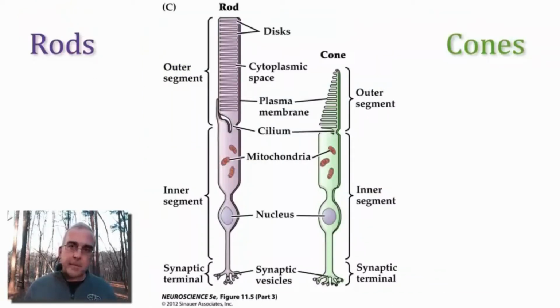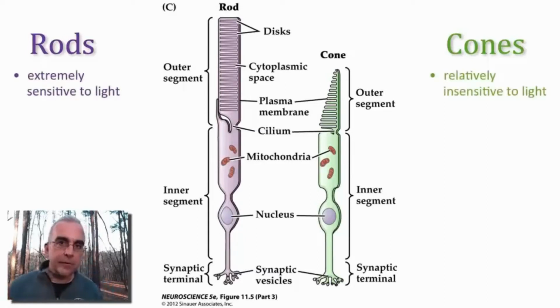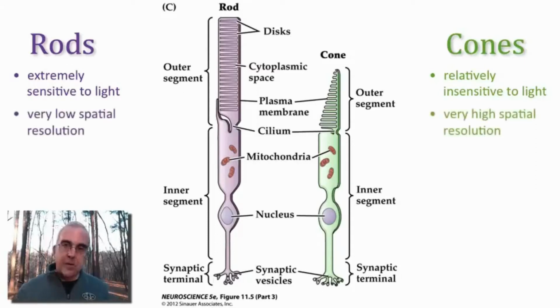Well, now let's consider some features of rods and cones that help to differentiate their contributions to vision. Rods are extremely sensitive to light, for reasons that we'll mention in just a moment. Cones, on the other hand, are relatively insensitive to light. Vision, when driven by rods, is characterized by low spatial resolution, and this pertains to the wiring of rods to ganglion cells in the retina. Cones, on the other hand, are associated with very high spatial resolution.